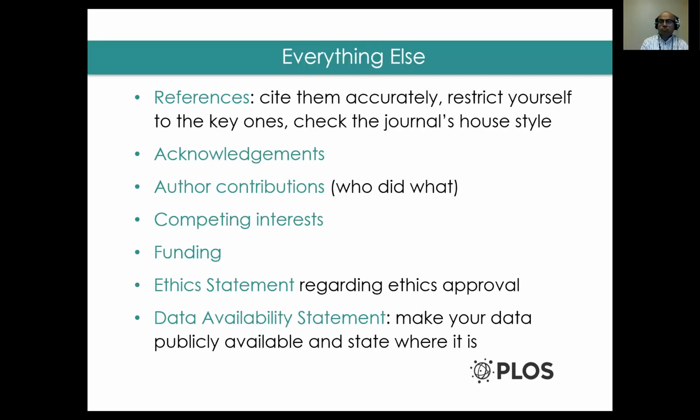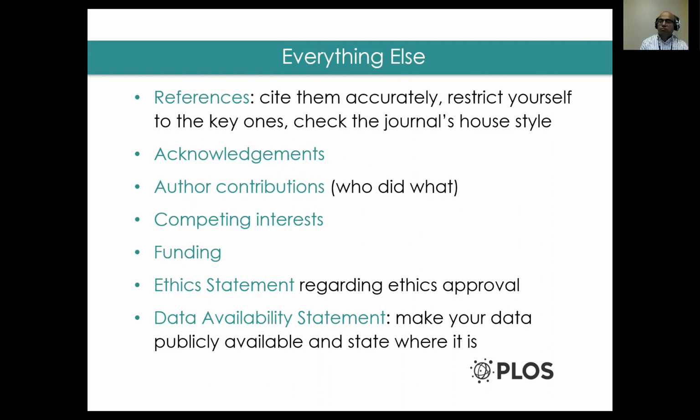Okay, everything else, the references: cite them accurately, restrict yourself to the key ones, and check the journal's house style. I would also say avoid over self-citation, because often reviewers, or editors, will get angry if they see that 50% of the citations are citing your own research. That either means that you haven't read the literature really well, or that it's a very narrow area of research if there aren't other people publishing in that field.